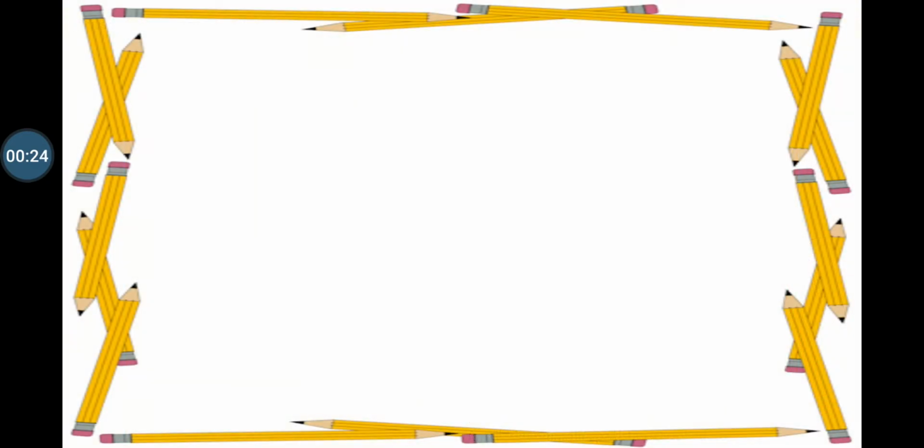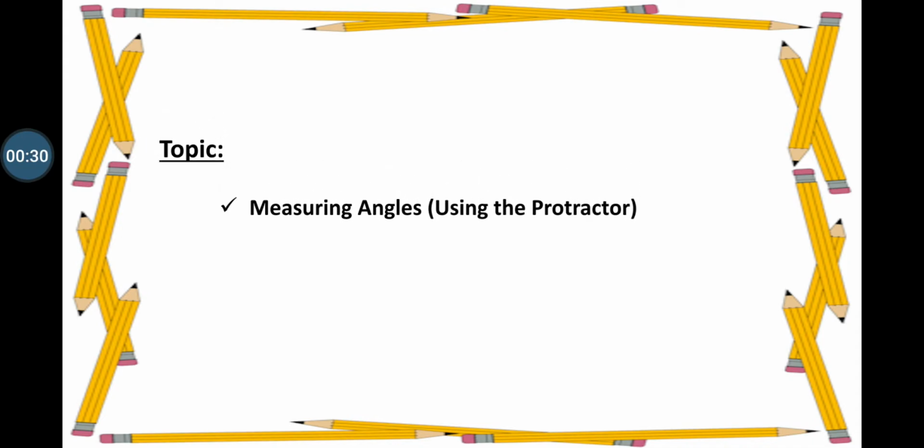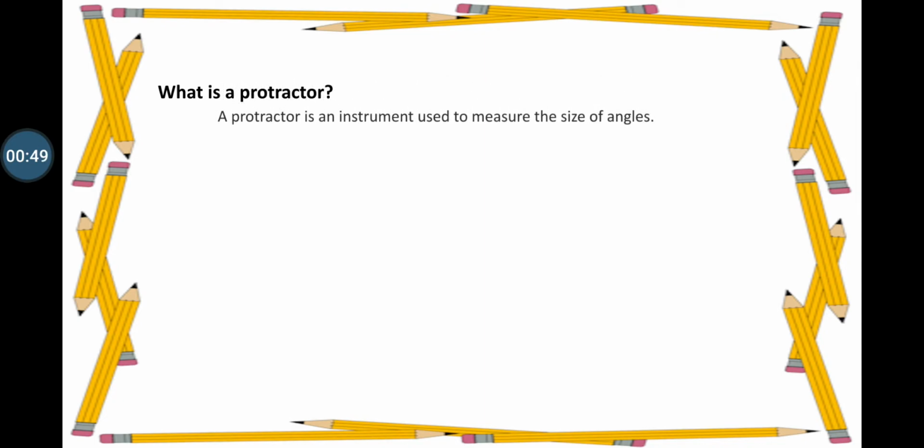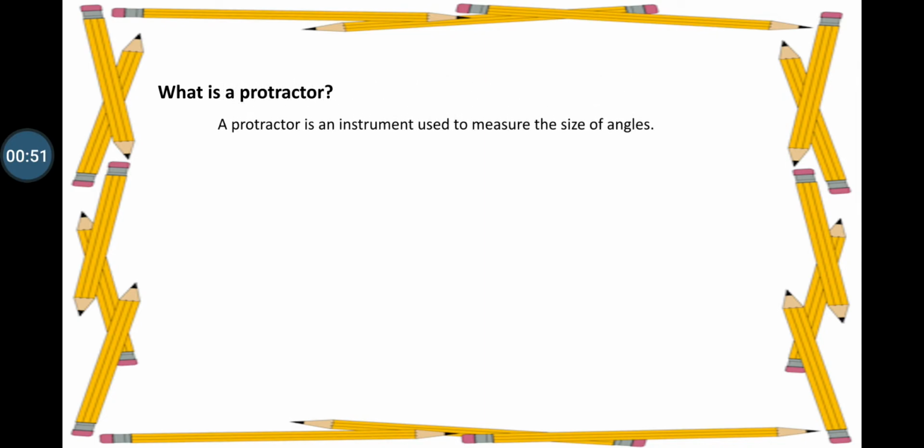My dear students, our today's topic is based on measurement of angles. So we can measure the angles only by one geometric tool that is called protractor. So let us learn what is the protractor. A protractor is an instrument used to measure the size of the angle.